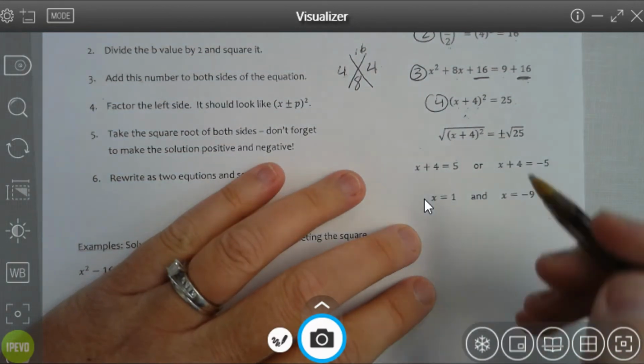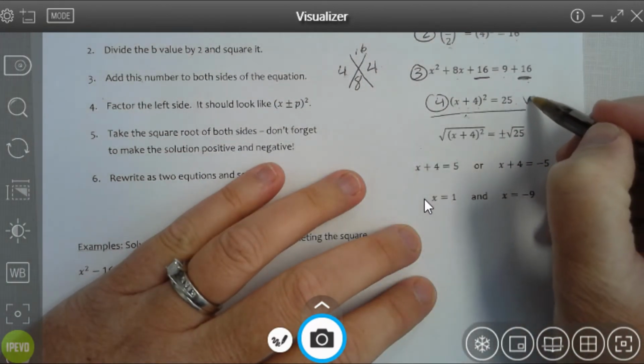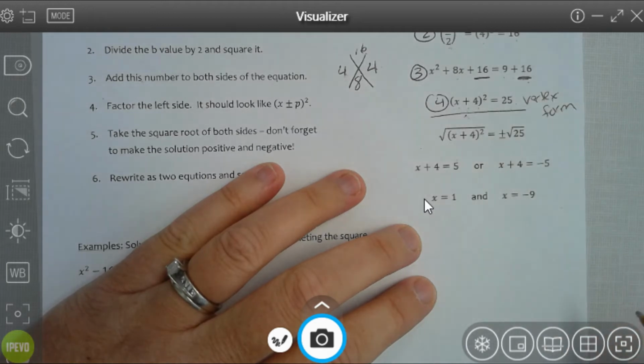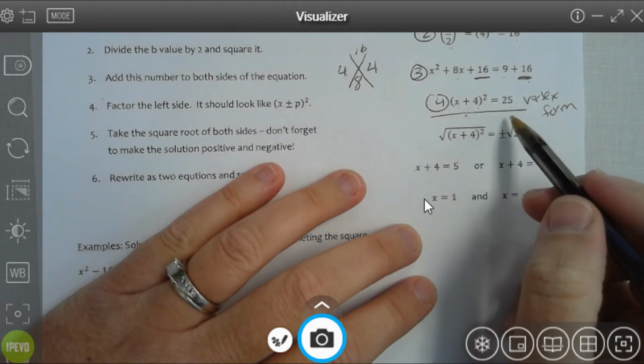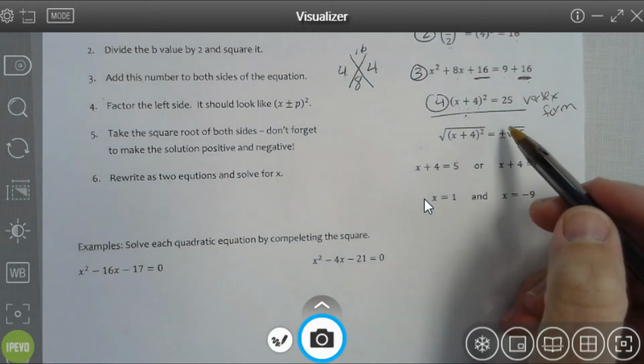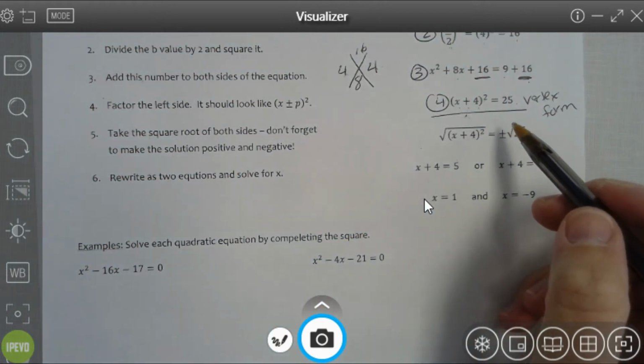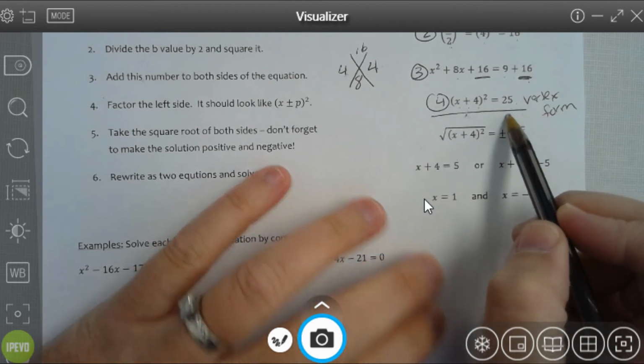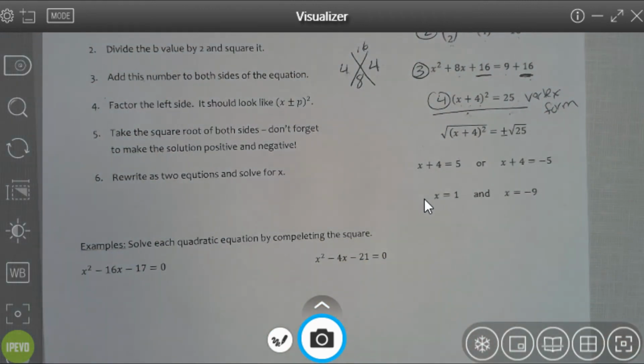So now this right here is called vertex form. And you'll learn more about that when we start graphing. Sometimes we'll also call it just "complete the square." So if we tell you to complete the square, you're stopping right here. But we're going to go ahead and finish solving this problem.